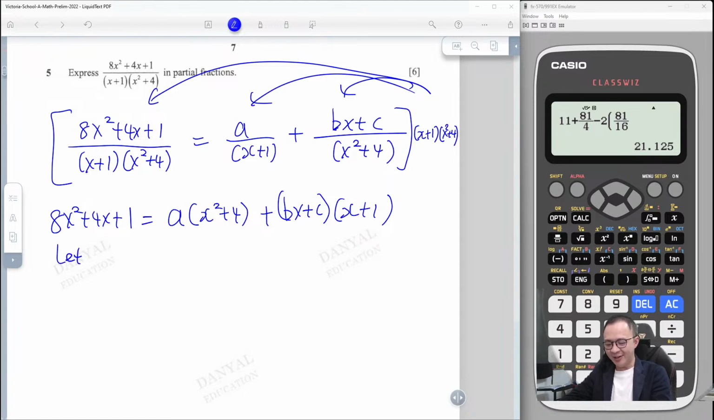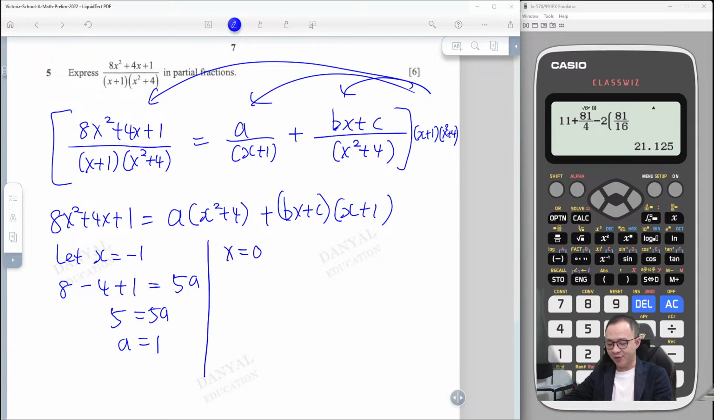So I will let x equals -1 first. It seems easier this way. So this is 8 minus 4 plus 1. So this is 5a. Minus 1, this is 0. Okay, so 5 equals 5a, a equals 1. The next thing, maybe I let x equals 0. So 1 equals 4a, for a is 1, right? Plus bx, x is 0, so I left c multiplied by 1. So c basically is -3.